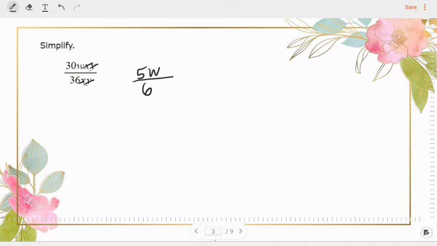Now, can that be simplified without using a calculator? You bet. Remember, when I simplify fractions, I look for common factors. So 30 splits into 5 times 6. 36 divides into 6 times 6. And the same rules as with the x's, I can divide those out. So it simplifies to 5 over 6.